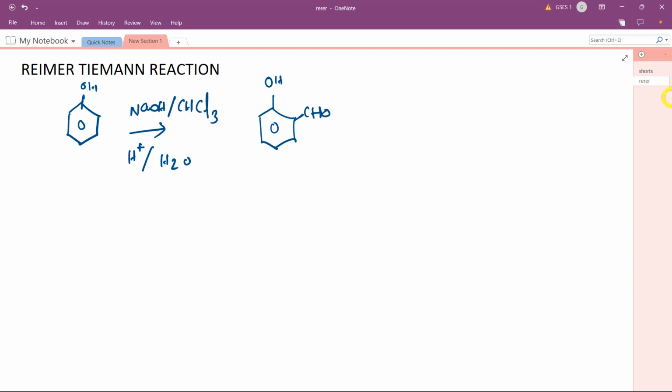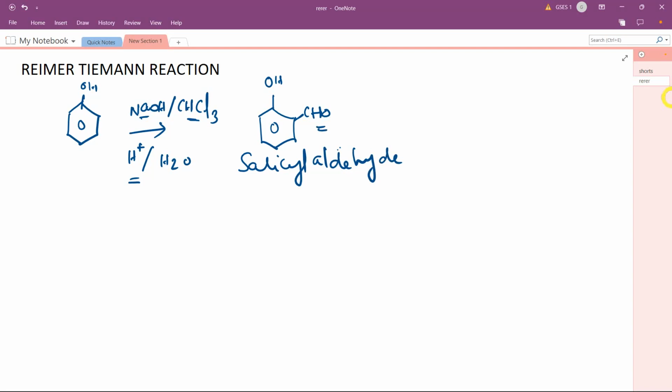A phenol when treated with NaOH and chloroform, followed by acid hydrolysis, gives the aldehyde. This is phenol, and as you know, this is called salicylaldehyde. If there is COOH in this position, it is called salicylic acid.